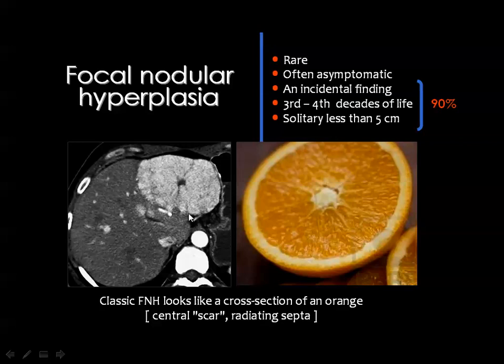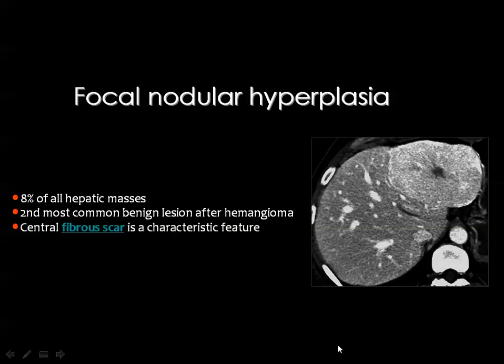The focal nodular hyperplasia resembles the cut section of an orange with a central non-enhancing scar and the peripheral tumor tissue which is hypervascular. This lesion is rare and is usually asymptomatic. In 90% of the cases it is found incidentally, and in 90% of the cases it is seen in the third decade of age, and in 90% of the cases it is a solitary lesion less than 5 centimeter in diameter. Remember, the fibrolamellar hepatocarcinoma is a large lesion, may reach 12 centimeter in diameter.